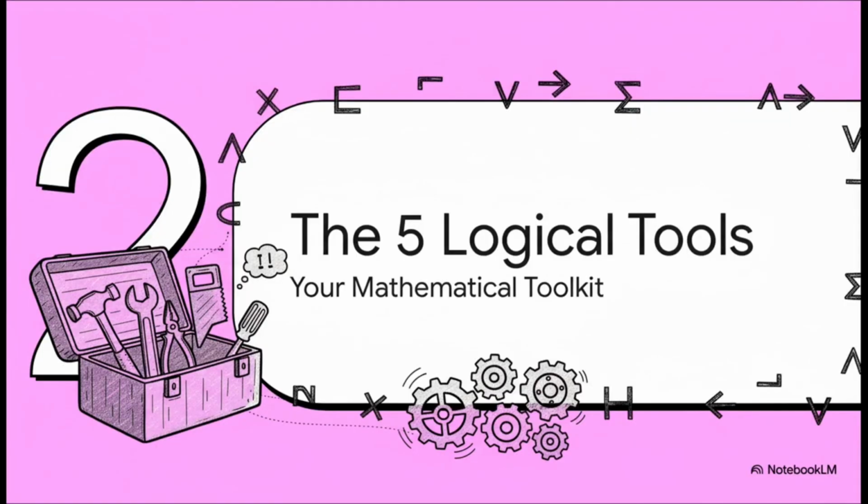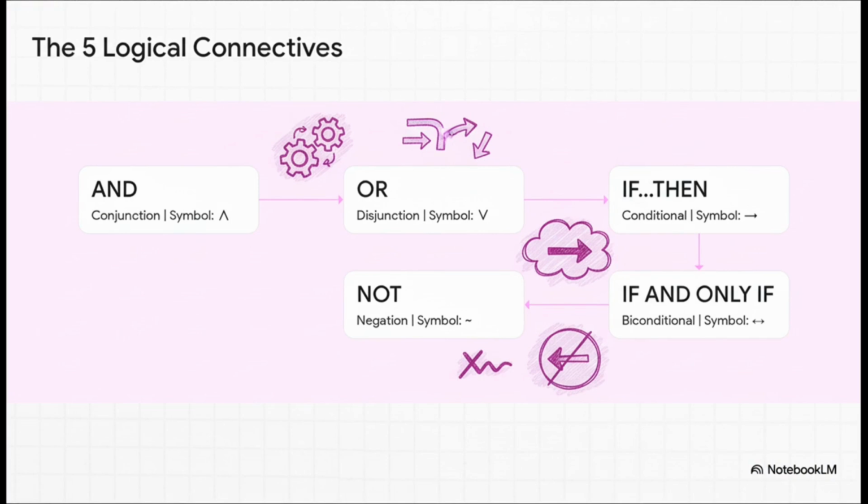Okay, so we know what a statement is. Awesome. Now let's get our hands on the tools we use to connect them and build bigger ideas. Think of this like your mathematical logic toolkit. And here they are, the 5 essential connectives. You've got and, or, if then, if and only if, and not. Each one has a specific job, helping us connect or tweak our statements to say more complex things. Honestly, if you can master these 5, you've pretty much mastered this whole topic. So let's dive into the rules for each one.